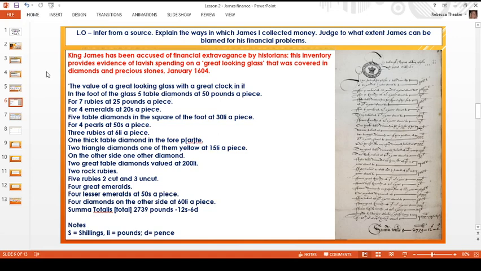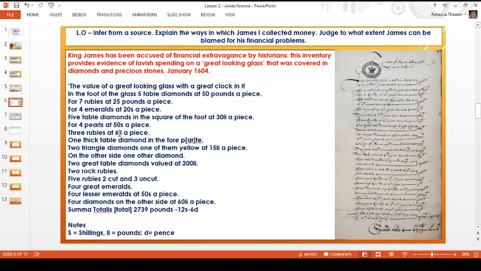So it says at the top here, King James has been accused of financial extravagance by historians. This inventory, an inventory is like a list that someone would write, provides evidence of lavish spending on a great looking glass that was covered in diamonds and precious stones in January 1604. So James had only been king for a year at this point, and then James writes this list here of all of the precious stones and diamonds that he has bought to put in a piece of furniture, basically. So give this primary source a read here.